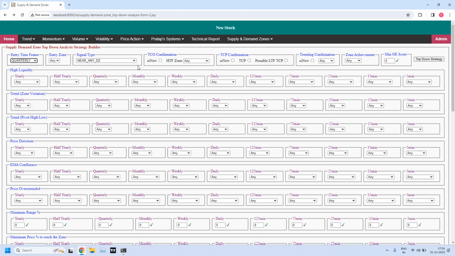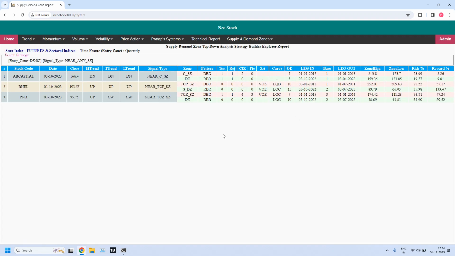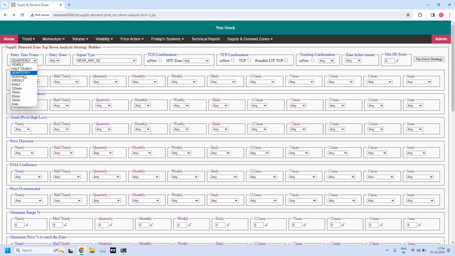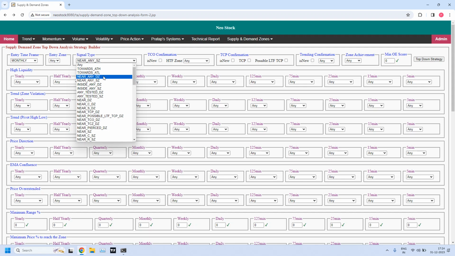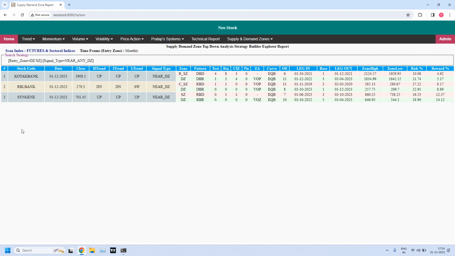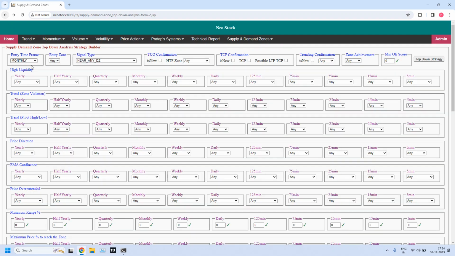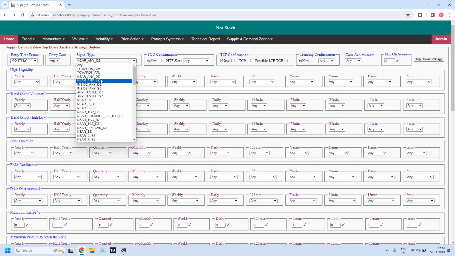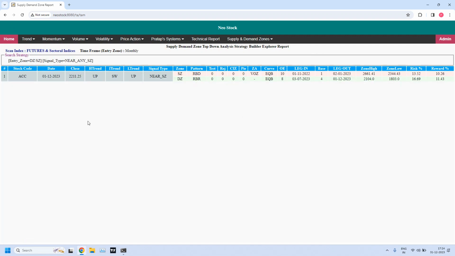And quarterly time frame, let us find the stocks near quarterly supply zone. So three stocks are filtered. So let's go back. Let us change the time frame to monthly. Today is also end of the day for monthly. Let us find the stocks near monthly demand zone. Three stocks are filtered. Let's go back. For monthly time frame, let us find the stocks near monthly supply zone. So one stock is filtered.